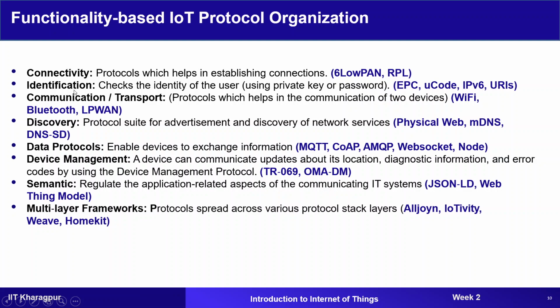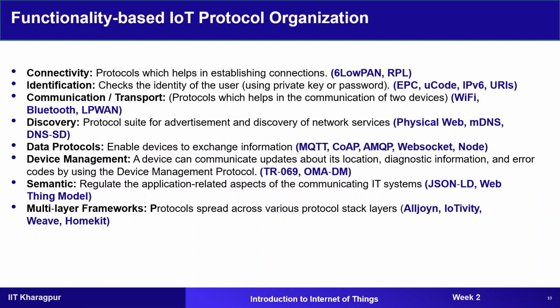The second category is identification protocol. Basically these protocols are used to identify the different devices which are present in your network. The methods which can be used to identify the devices can be EPC, UCode, IPv6, URLs. With the help of these you can identify different devices which are present in your network.